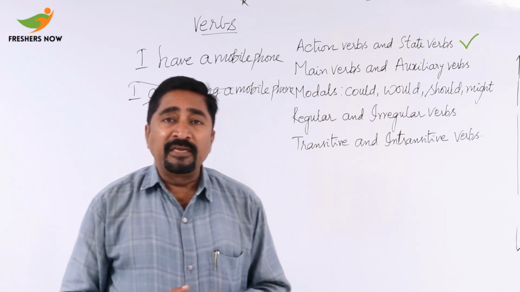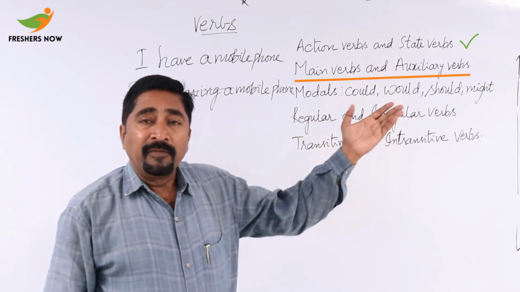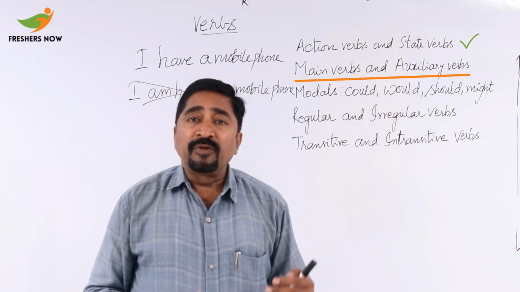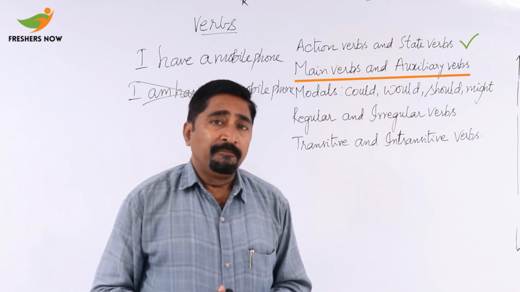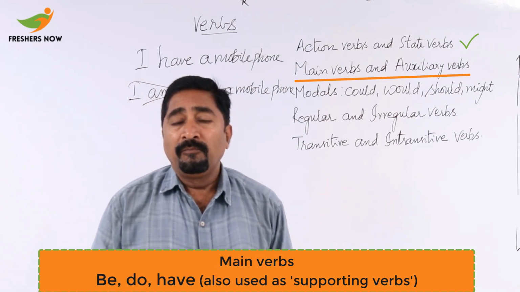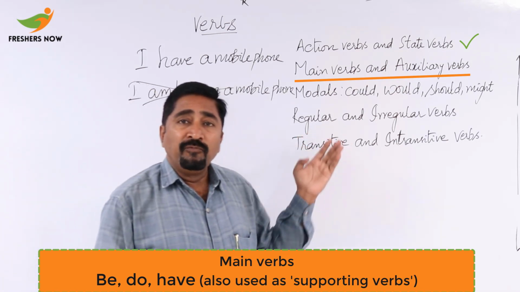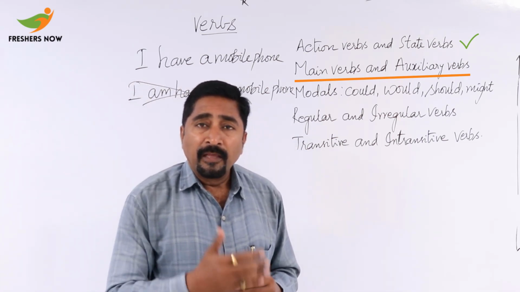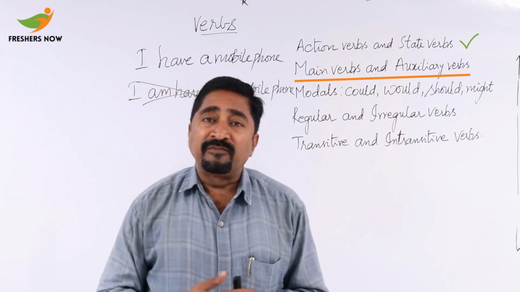Now, let us come to the next part, that is the main verbs and the helping verbs. The helping verbs are also called auxiliary verbs or supporting verbs. And we know what these verbs are. The helping verbs are like be, do, have. And we also know how they are used as main verbs. The verb forms are of three kinds: present tense, past tense, and past participle, and also a present participle.